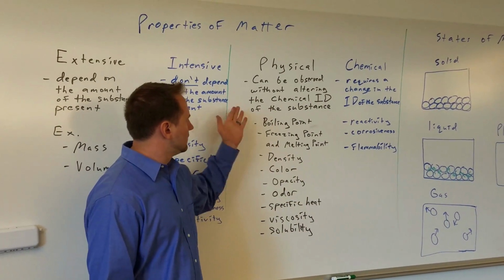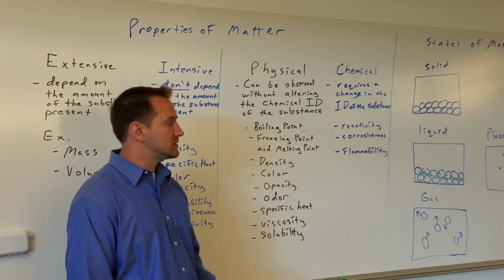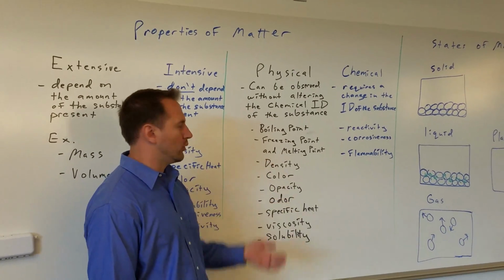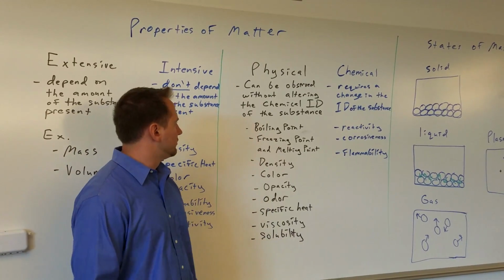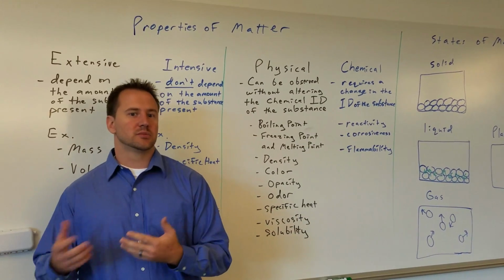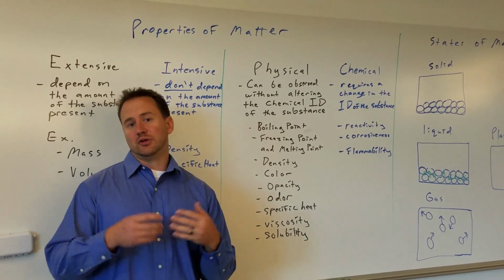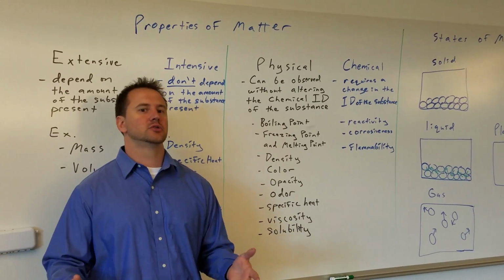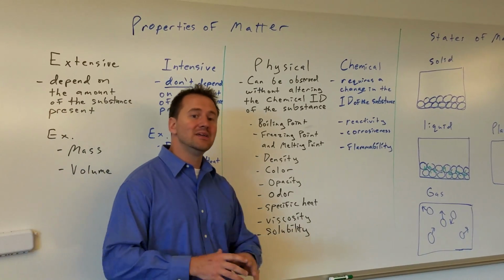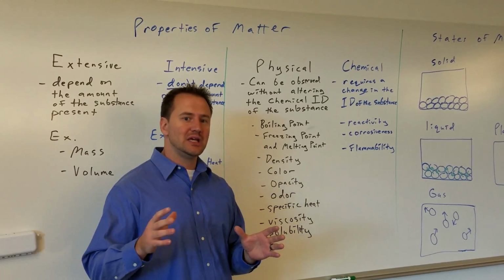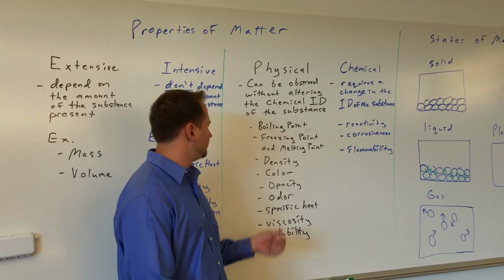Physical properties, again, you don't need to change the identity of the substance to observe it. Examples would be boiling point, freezing point, melting point, any change of state, because you're not actually changing it into something else. For example, if you freeze water, it's still H2O. If you boil water, it's still H2O. There was no change to the identity. Even though its other properties might change, it's still the same compound.